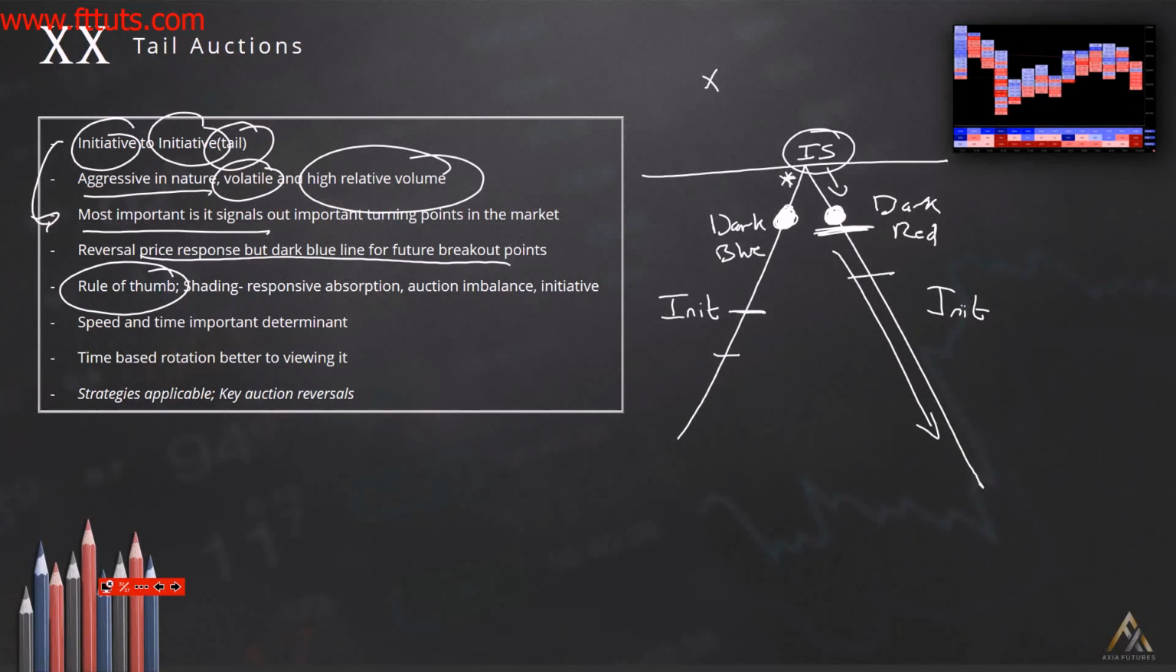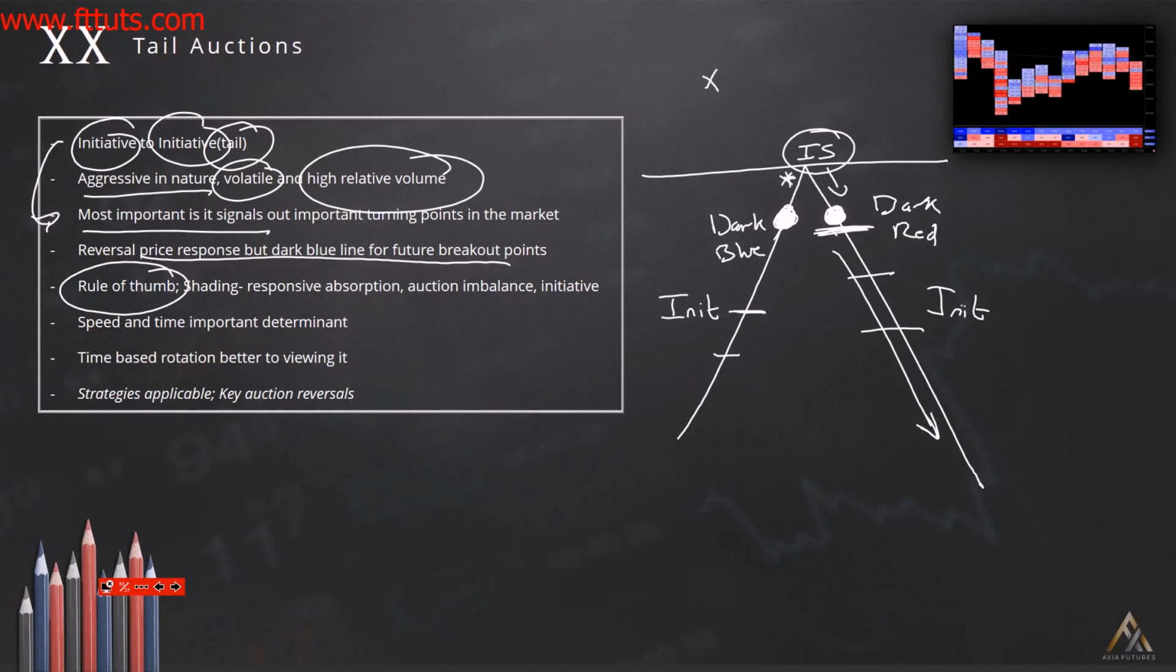Now note, we can also see imbalances on the way down. So that's the rule of thumb. That's the three principles to identifying a tail auction. One, we have initiative. We run into a little bit of responsive selling. The initiative selling then steps in quite aggressively, and we run into some secondary responsive buying before then seeing the continuation of the initiative selling.